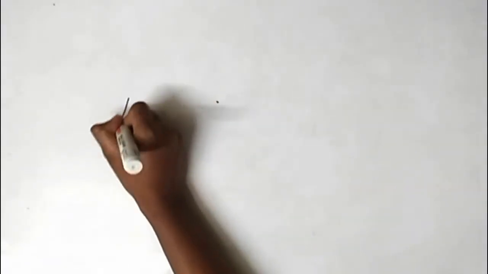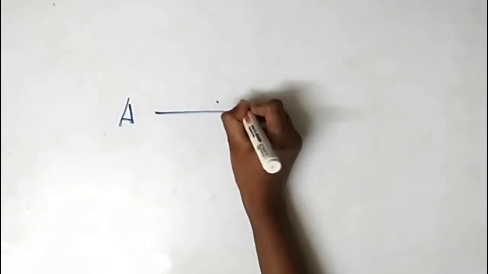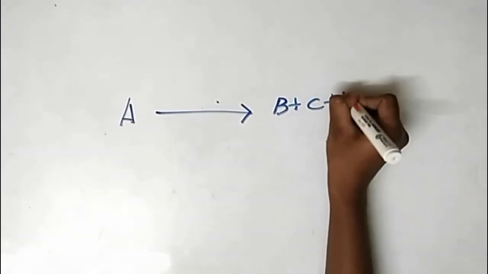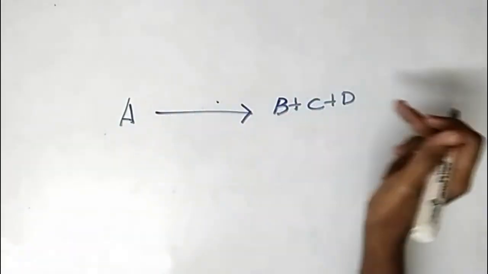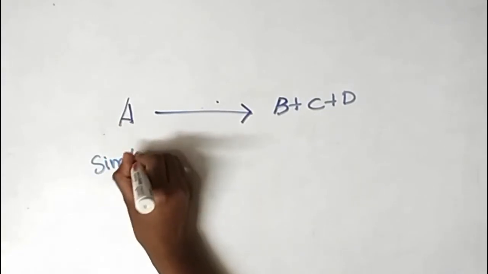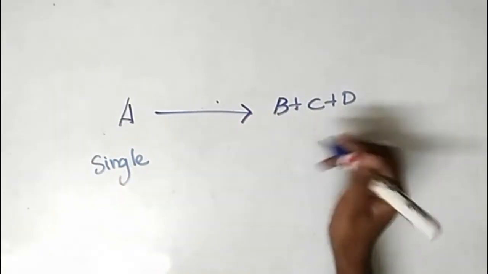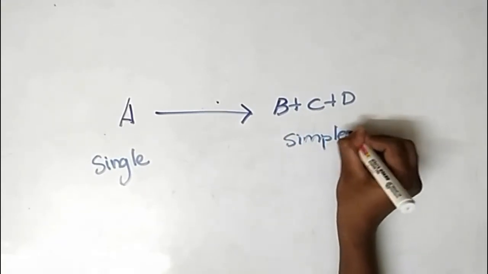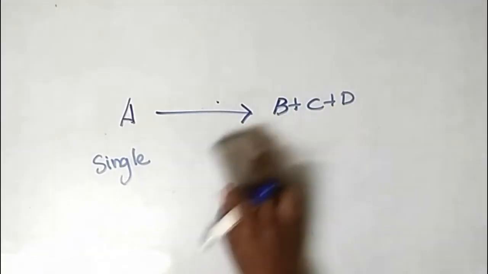Decomposition reaction is a reaction in which a single reactant decomposes to simpler products. So note the point that in a decomposition reaction, a single reactant decomposes to simpler products. Let us discuss some examples for the decomposition reaction.